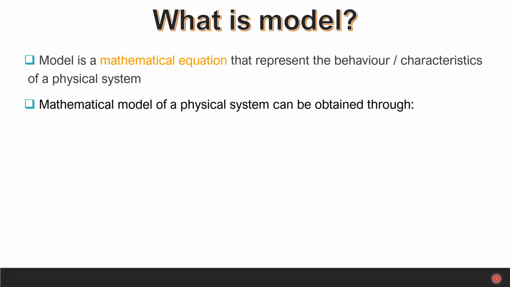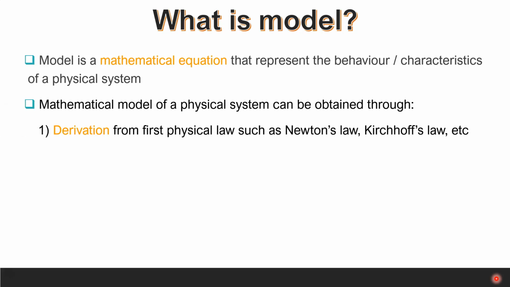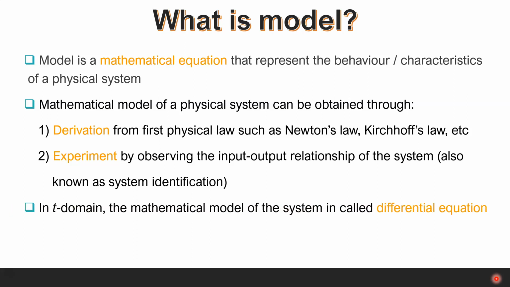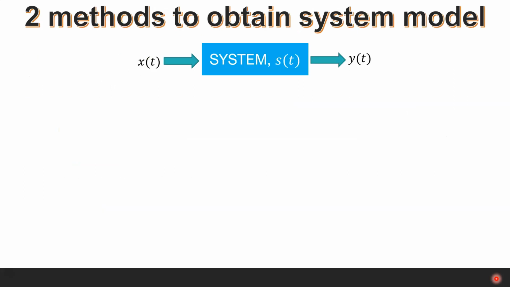This mathematical model can be obtained through two methods. The first one is through derivation from physical law such as Newton's law or Kirchhoff's law, and the second method is through experiment by observing the input-output relationship of the system. This method is also known as system identification. In time domain analysis, the mathematical model of the system is called a differential equation.